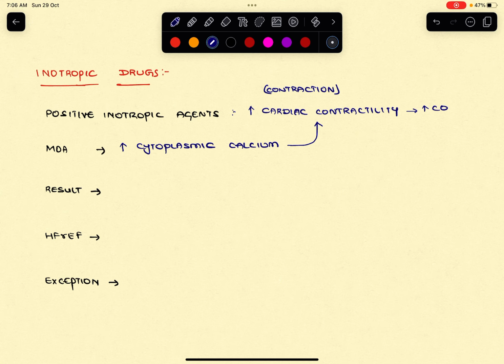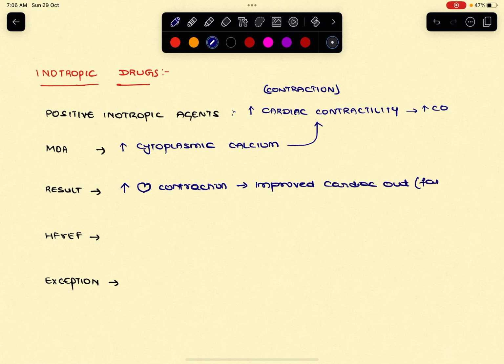So basically the end result will be increase in the cardiac contraction, thus leading to improved cardiac output, that is, in case of failing heart.